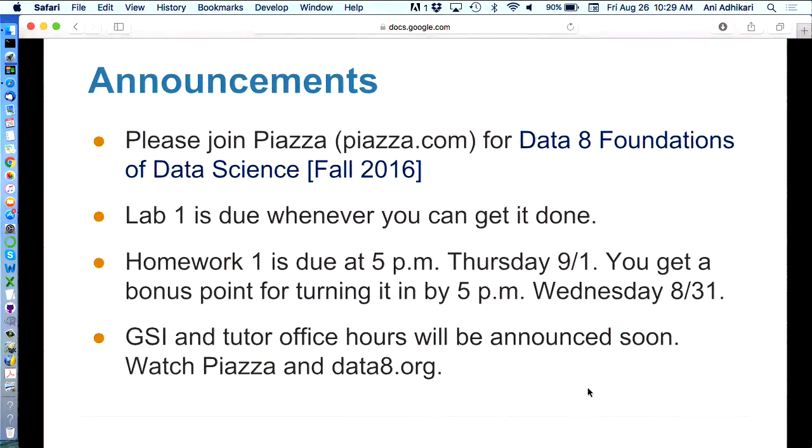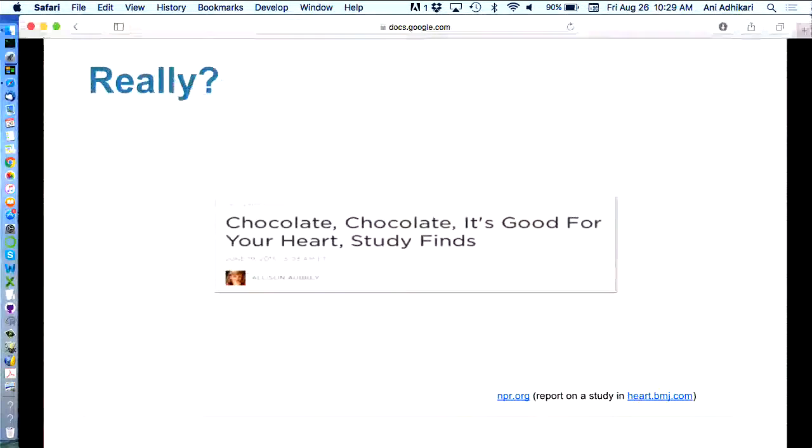When you read a newspaper, red wine is one day good for you, the next day it's bad for you. You should do homework, you should not do homework. You should exercise, you'll drop dead if you exercise. There's all that. Chocolate: it's good for your heart. The British Medical Journal, NPR report. So there's the question of it's good for your heart, study finds.